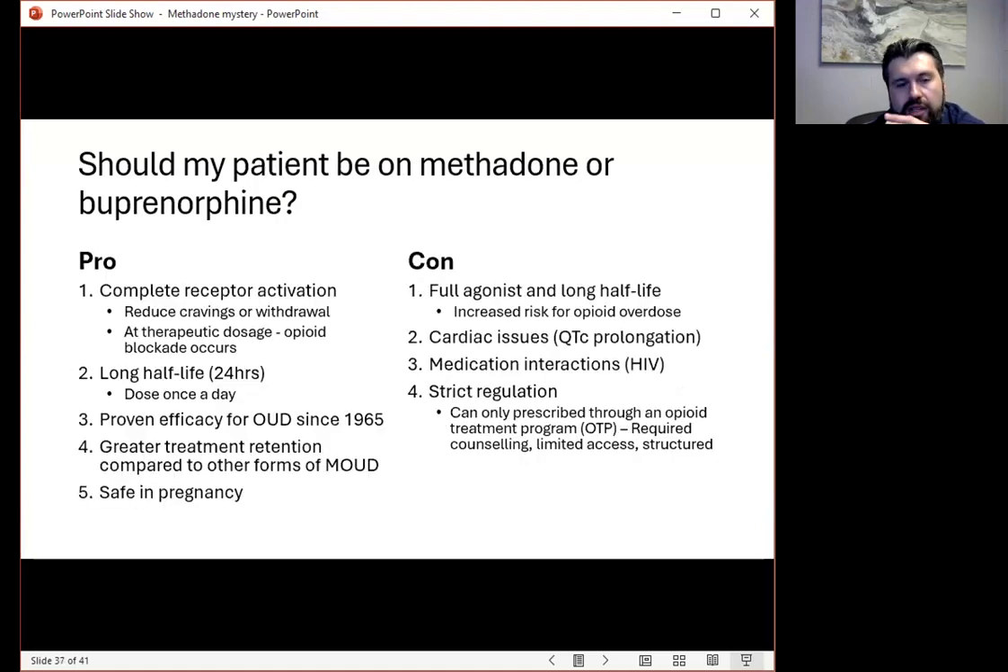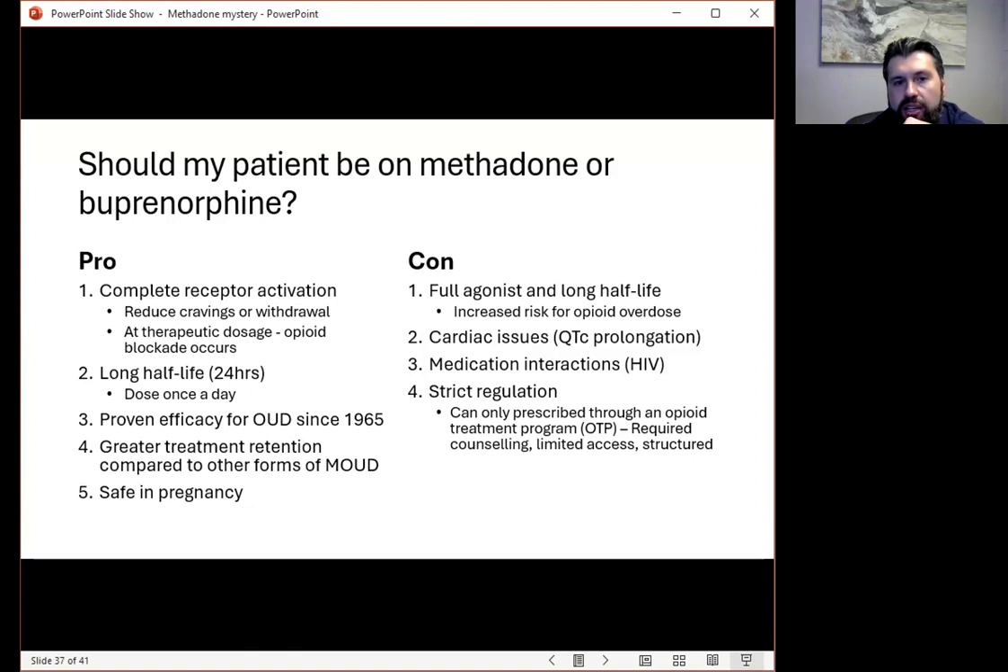I think this is the big question that I get more often than not: should my patient be on methadone or buprenorphine? When would you choose this? And what's your kind of algorithm when it comes to starting these two medications? For me, with MOUD, it's what fits the patient best, right? And usually patients will tell me what has worked or hasn't worked.